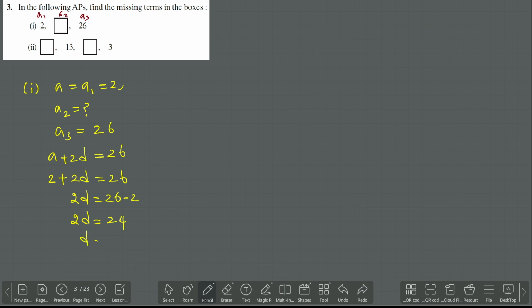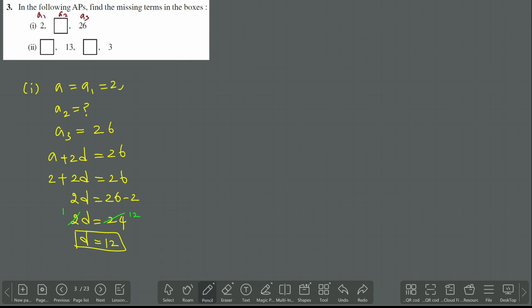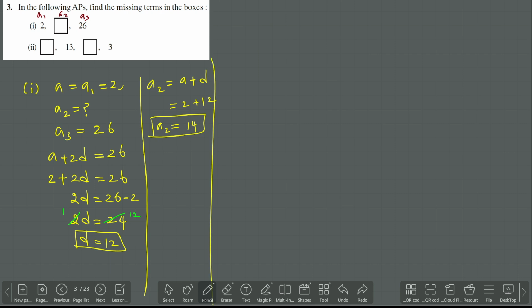What about the D value then? 12, after we cancel the 2. Am I right? We can cancel now, 1 2s are 12 times. Am I right, children? D value I got it. What did they ask to find? A2. Then A2 equal to what is the formula? A plus 1D, 1 less. Okay, A value I know, 2. D value I know, plus 12. Then A2 is what? 14. That's it. Question number 1 is over. Do you understand? Is it okay?